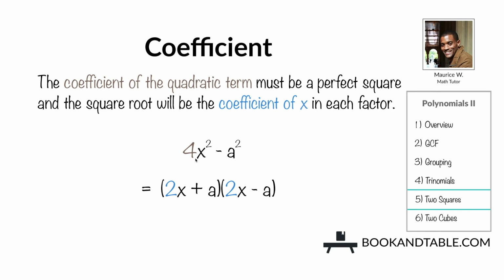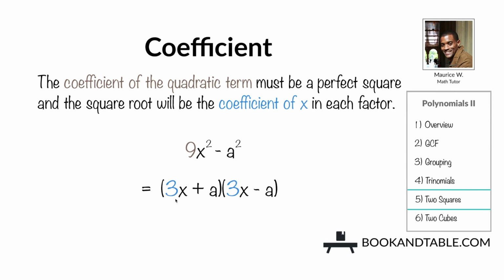The coefficient of the quadratic term must be a perfect square, and the square root will be the coefficient of x in each factor. So you can factor the difference of two squares even if the coefficient of the quadratic term is not equal to 1. In this case, it's 4. So when we find the square root of this term, we would get the square root of 4, which is 2, and the square root of x squared, which is x. So 2x winds up being the first term in each factor. So when you are factoring the difference of two squares, consider the coefficient, and you find the square root of the coefficient the same way you would x squared, and that would be the first term inside each factor.